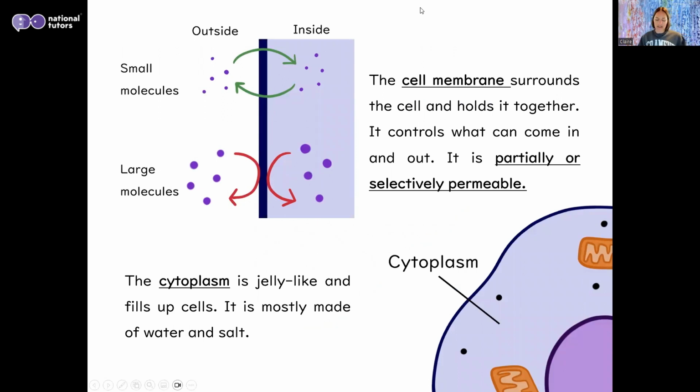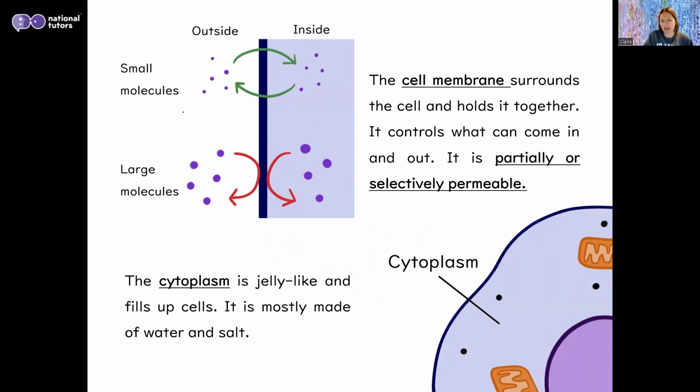So cell membrane is vital. It's actually made up of fat. This is why you need fat in your diet. If you don't have fat in your diet, you can't make cells. Anyway, the point of a cell membrane is not only to keep everything nicely compacted into a cell, but it also controls what goes in and out of that cell.